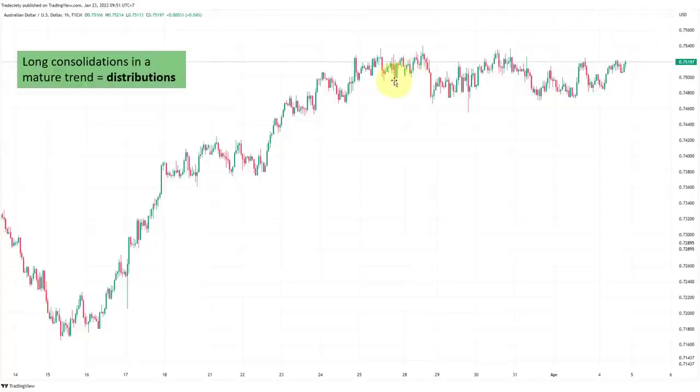In a healthy uptrend, you want to see short-term consolidations where the market is spending a little bit of time going sideways and then advancing back into the initial trend direction. However, if the sideways phase takes too long, that's not a good signal for the ongoing trend.